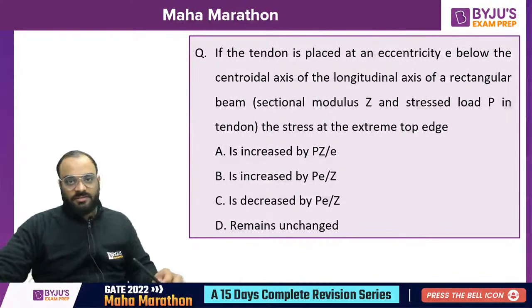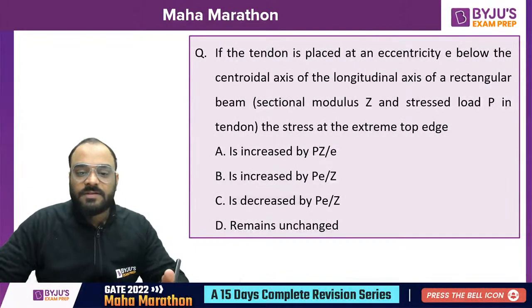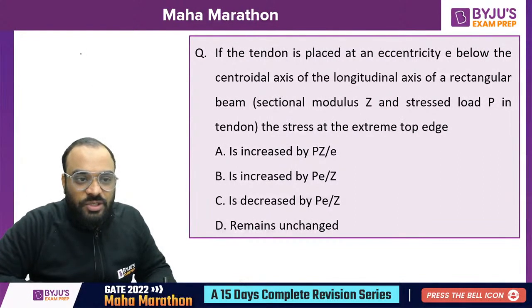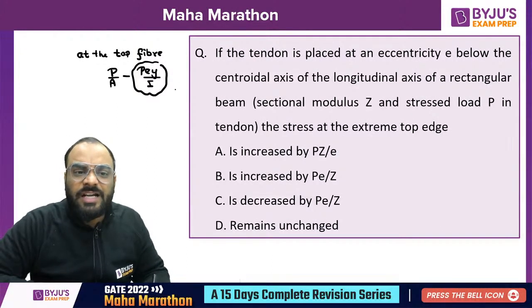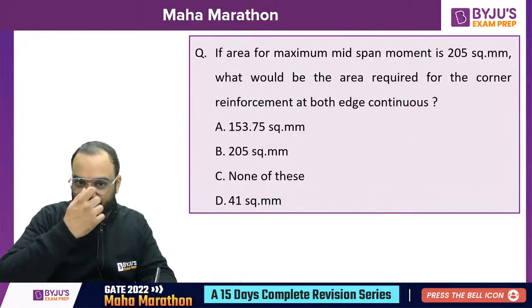Structure, I think after environment, we have a structure part. C. Yes, you can see here, guys, we have discussed the top fiber. At the top fiber, the value of stress is how much? That is basically P by A minus PEY by I, correct? So due to this particular value of stress, our net value will get decrease, not increase, right? So you can write this particular value in this way also, PE by Z. So due to this, the value is decreased. C is the correct answer. Next question.